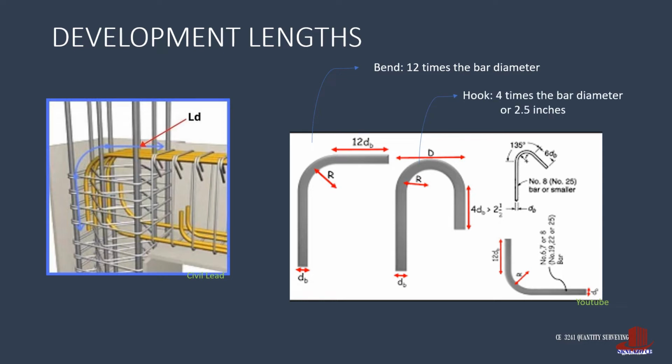The development lengths are added to ensure that each member of the building will be properly integrated or connected, such as that of the beam with the column. For bends, the development length is taken as 12 times the bar diameter. The hook, on the other hand, is measured as the bigger between 4 times the bar diameter or 2.5 inches.